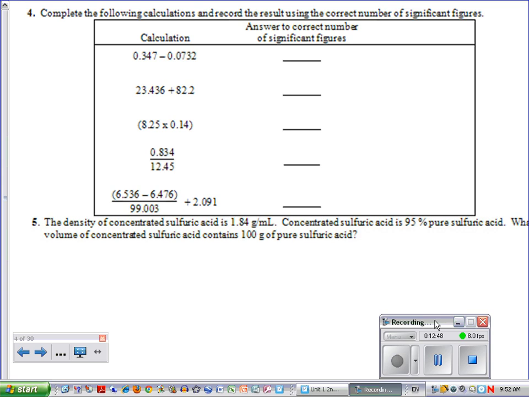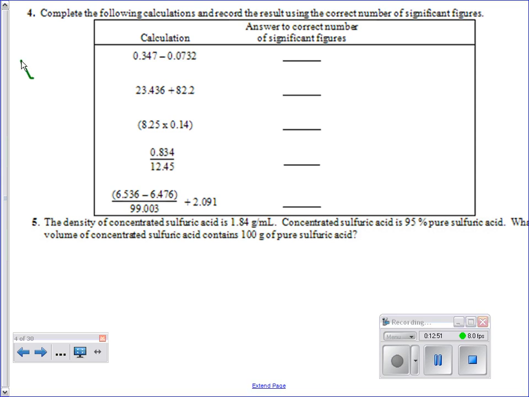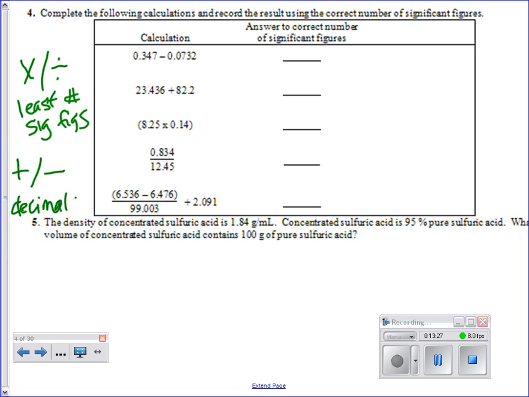Calculations for sig figs. When we're multiplying or dividing two numbers, what do we round our final answer to? The least number of sig figs. We round to the same number of sig figs that the one with the least number of sig figs has. So I'm just going to write least number sig figs. If we are adding or subtracting, what do we round to? Correct. The least amount of decimal places. Least amount of decimal places.